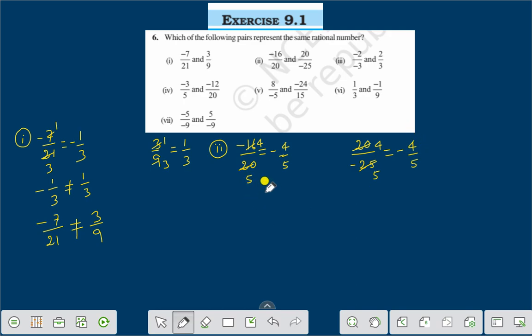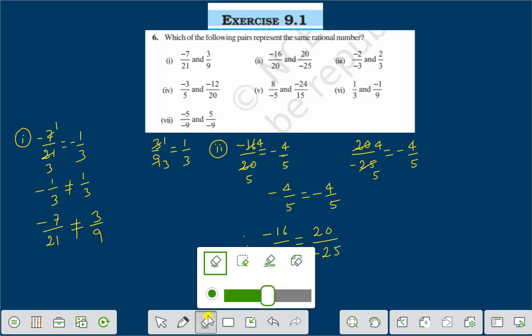right? Therefore left hand side is equal to right hand side, right? Therefore minus 4 by 5 is equal to minus 4 by 5. Therefore you can say that minus 16 by 20 is the same as 20 by minus 25, right? Now solve question number 3.